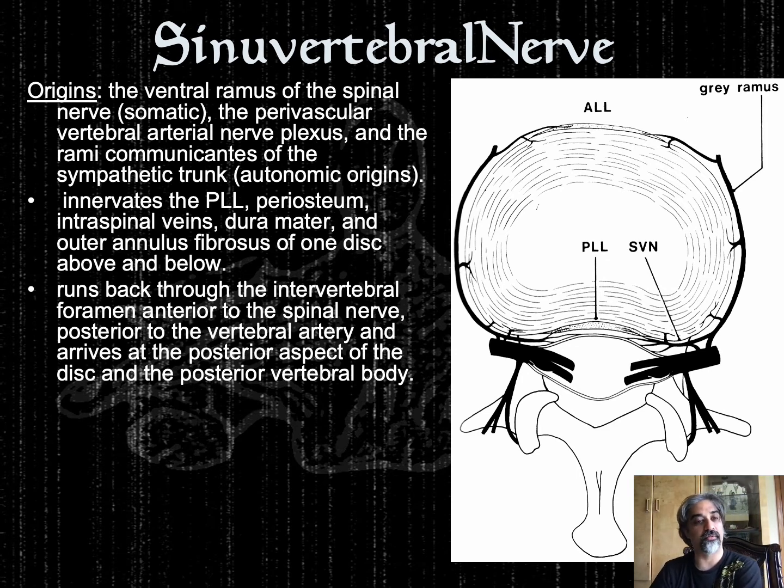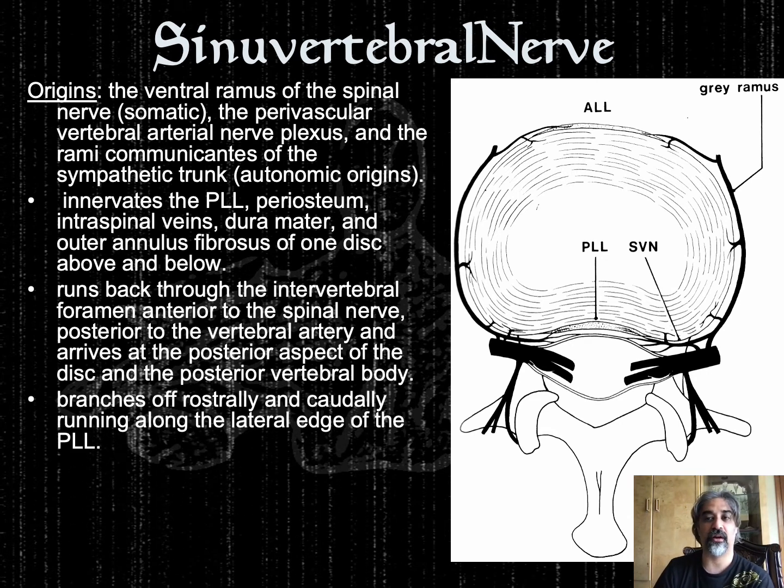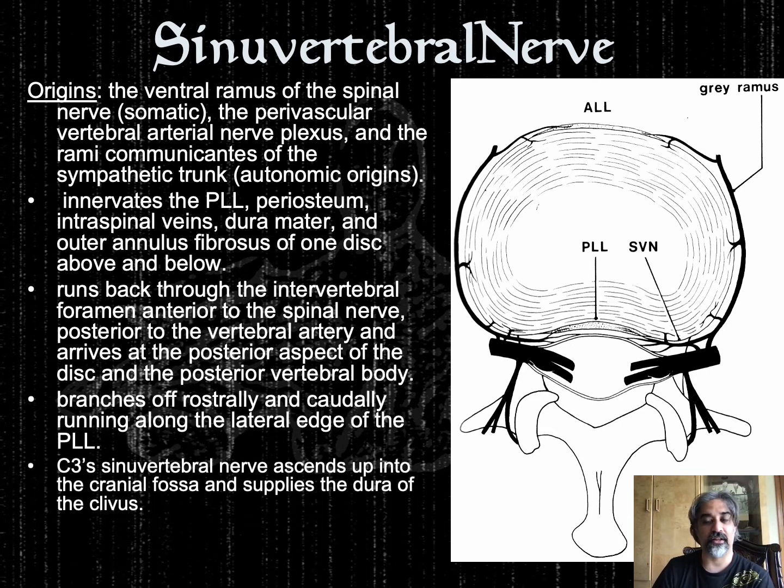Anterior to the spinal nerve, posterior to the vertebral artery, and arrives at the posterior aspect of the disc and posterior vertebral body. It branches off to the lateral edge of the posterior longitudinal ligament. C3's sinuvertebral nerve goes upward into the cranial fossa and supplies the dura of the clivus.